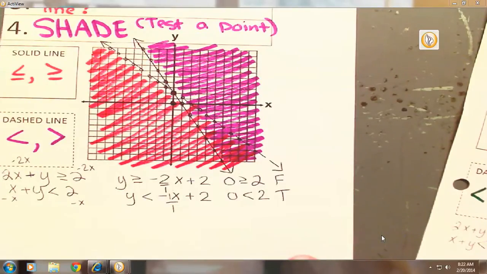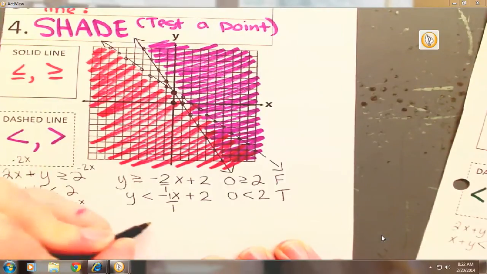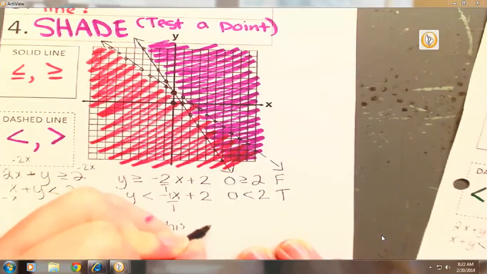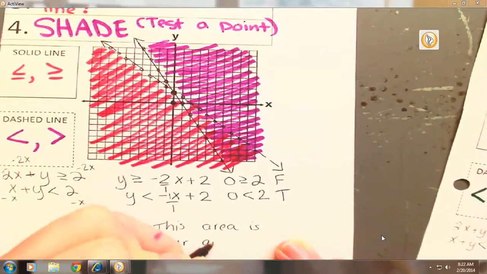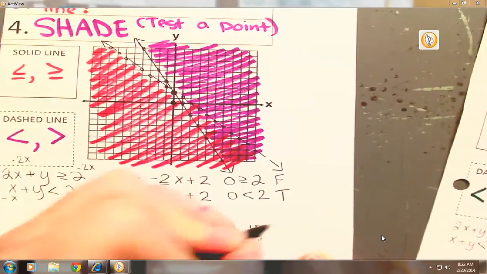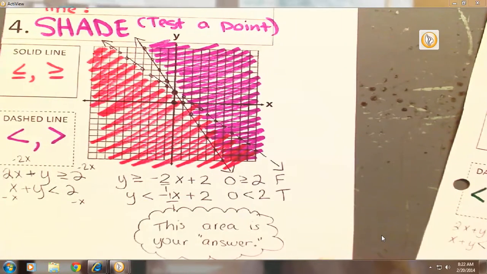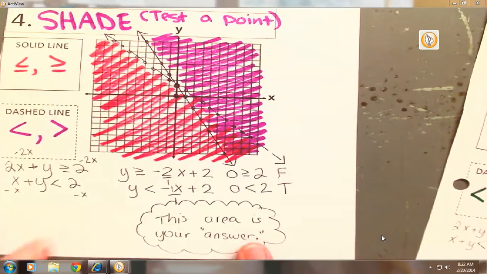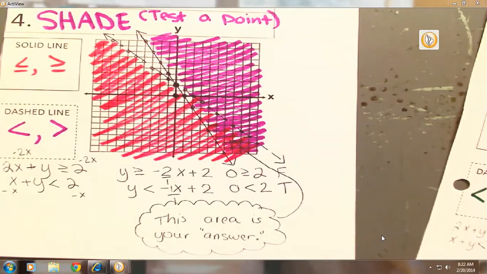Yes. So what I'm going to have you do, just for this example here, I'm going to say this area is your answer. This area is your answer, is what I said there at the bottom. And then I'm going to draw a line to that area, so that when I look back at my notes later, I know exactly what Mrs. Keller will be looking for on a test or a quiz.